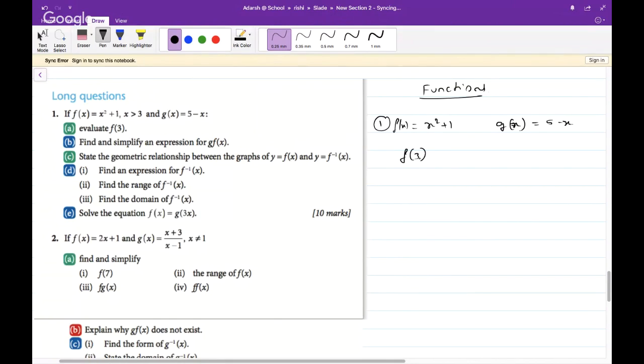So the first part is f of 3. You are supposed to find f of 3. In place of x it is 3, so you have to substitute 3. So 3 squared plus 1, which is 9 plus 1. So f of 3 is 10.